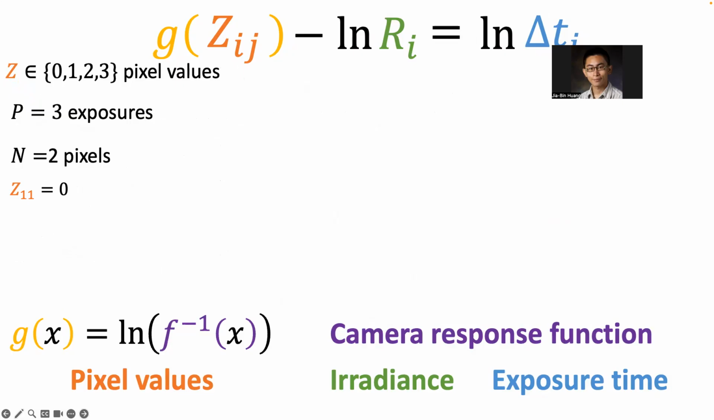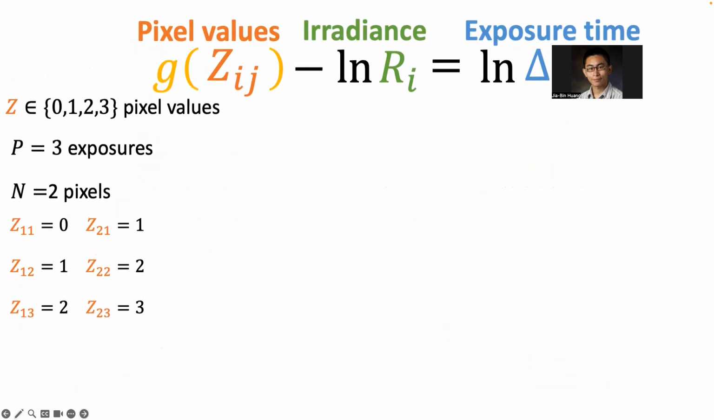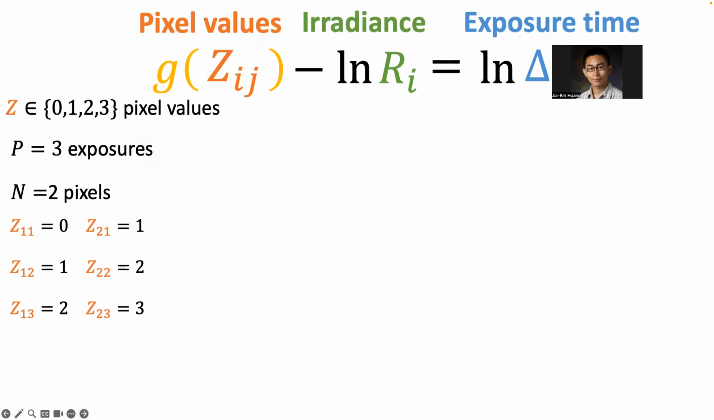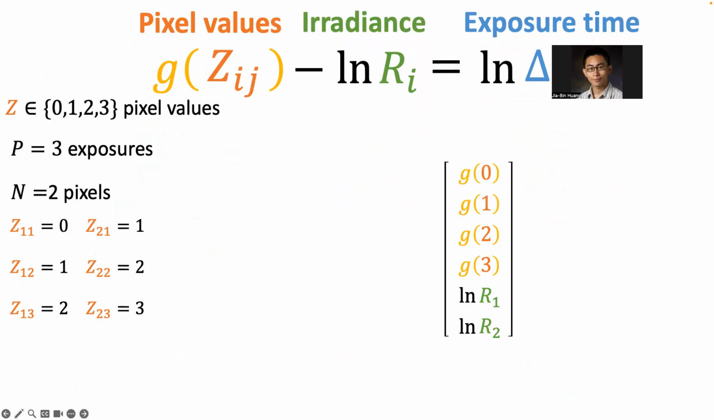I assume that the data I capture is that the intensity for pixel 1 at exposure 1 is 0, at exposure 2 is 1, exposure 3 is 2, and the second pixel is 1, 2, and 3. So it's basically made-up numbers. So what does that look like? You can look at this as unknown and known. What are the unknowns? Let's put the unknowns into a vector.